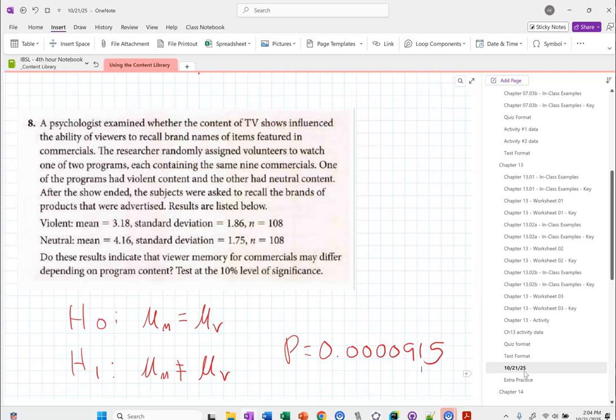Yeah. In this case, you would reject the null, right? So the memory of the person is probably different. Yeah, there is an effect there on the memory.